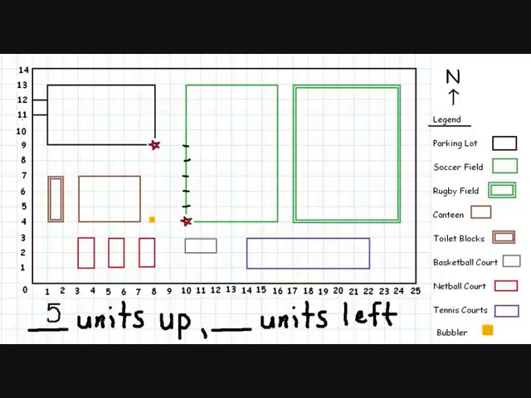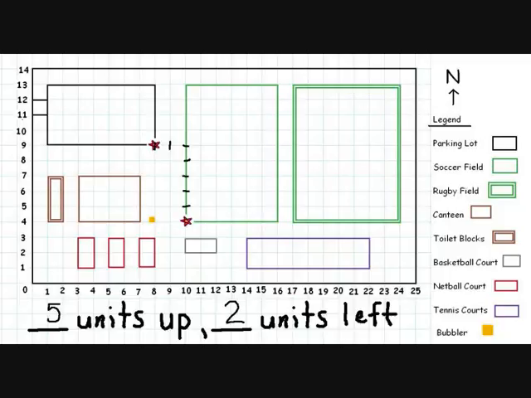Now we have to count how many units it moved to the left. This time it's your turn. How far did it move? Count the units. That's right. It moved 5 units up and it moved 2 units to the left. And that is how we use directional language, in other words, up, right, down, or left, to explain the movement of objects on a grid reference map.